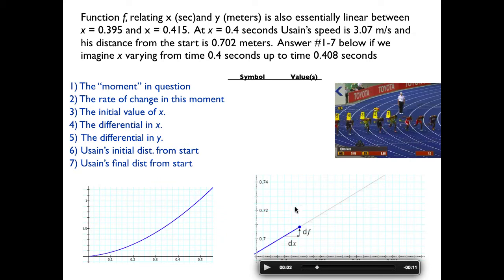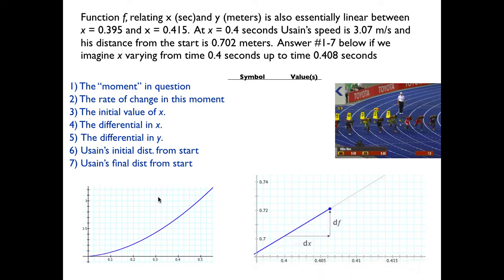Imagine, I'm going to set this to play again. Imagine x varying from time 0.4 up to 0.408 seconds, which is what's going on in the picture. And think about the symbols that represent these, if there is one, and the values for each of these 7 items in the list. See if you can determine what would be a way to express these, or what value corresponds to this situation. And again, it's not the whole window 0.395 up to 0.415, it's just 0.4 to 0.408, which is up to about there.